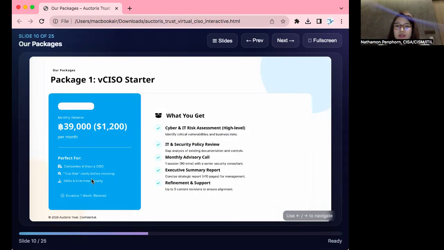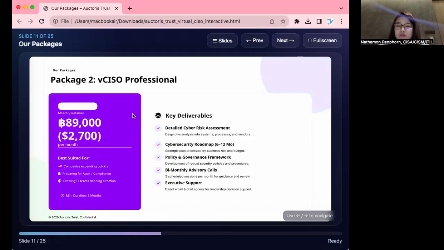But there are two risks that need to be clarified before investing. So it is for the SME or the first-time security company, and the duration is 1 month, remotely as we recommend. What you will get is the cyber and IT risk assessment at high level, the IT and security policy review, the monthly advisory call, the executive summary report, and last one, refinement and support.